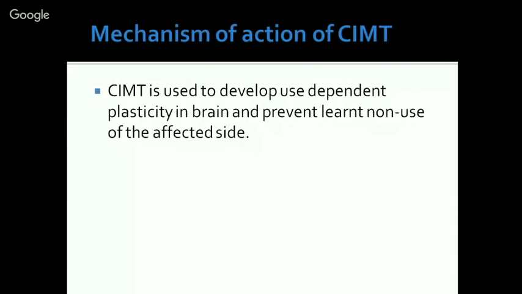And learned non-use is a phenomenon where, in the post-stroke period, as they recover from their physical disabilities, they start attempting activities. When they try attempting their activities, they learn that if they use the affected side, it is not very effective, and therefore they start learning how not to use the affected side. So it's a learned phenomenon, and CIMT mainly aims to overcome that learning process.